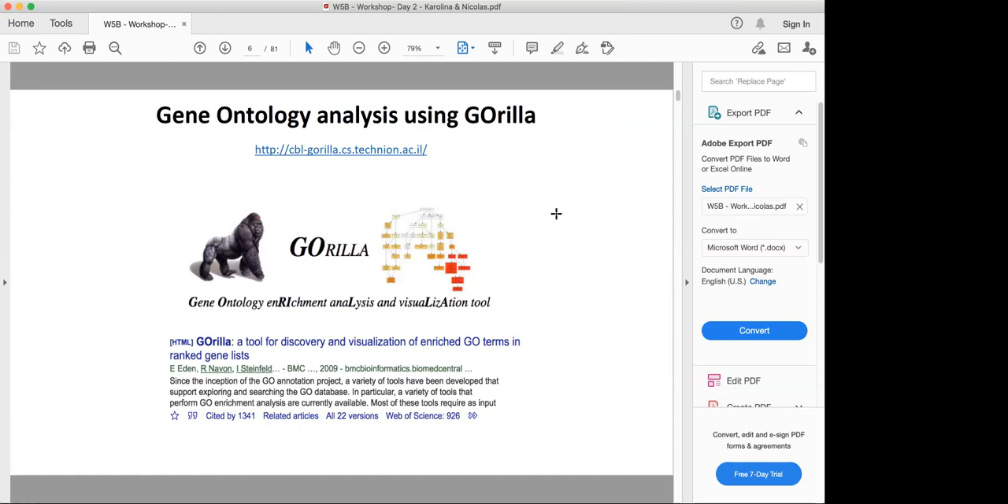So we will introduce today GOrilla. This stands for gene ontology analysis using GOrilla, and GOrilla stands for the gene ontology enrichment analysis and visualization tool. I like it because it's very user-friendly and also gives you nice visualization graphs for your functional analysis that could be very useful for any publication that you would want to publish, or also for yourself if you want to see a fast representation in which processes your differentially expressed genes would be involved. And this tool was developed in Israel at the Technion. This is the website that you will be using today. You will have to go to this website.